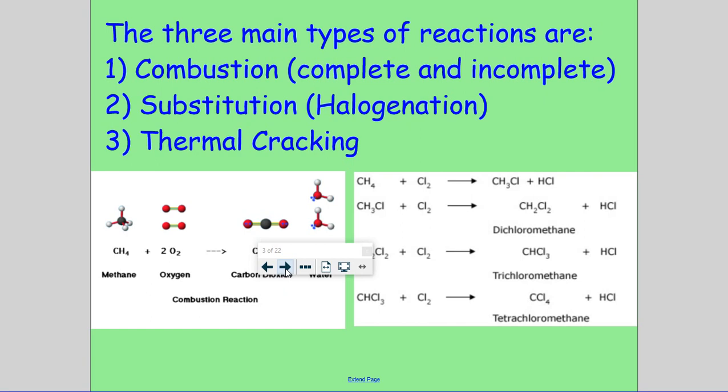Okay, and the three types of reactions that we're going to look at now are combustion, both complete and incomplete, and that should be reviewed from at least a couple of years ago. Also substitution, and in this case, halogenation. We'll look briefly at the mechanism involved there, and also look briefly at the last reaction, thermal cracking.